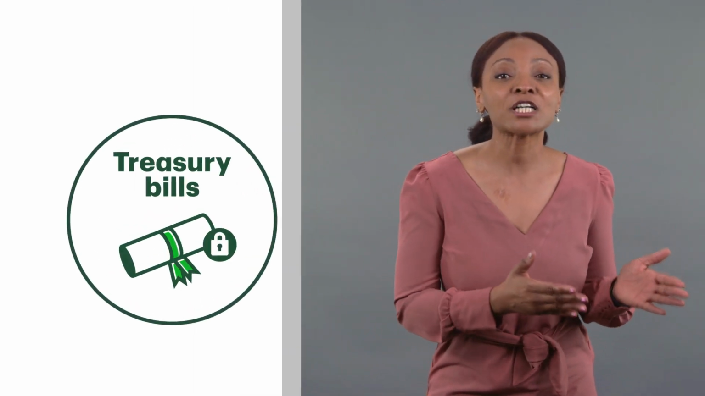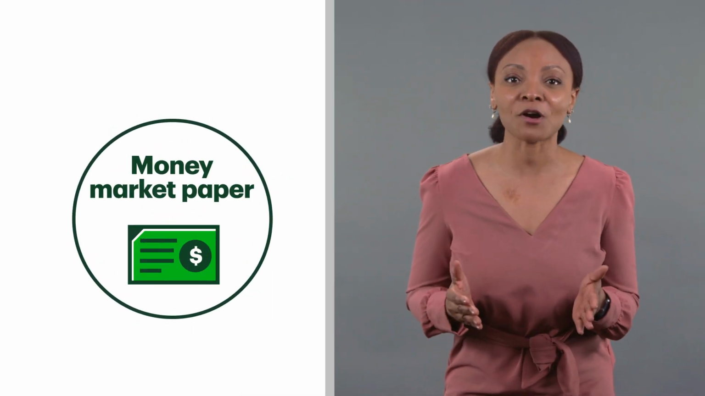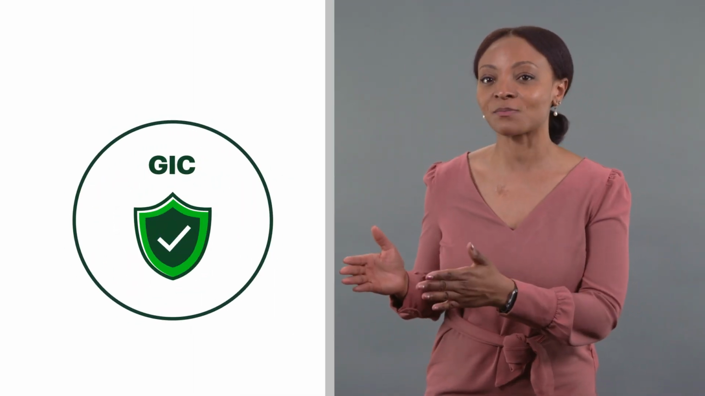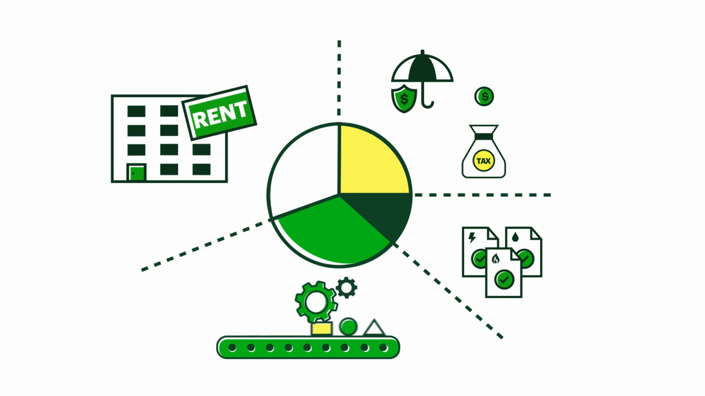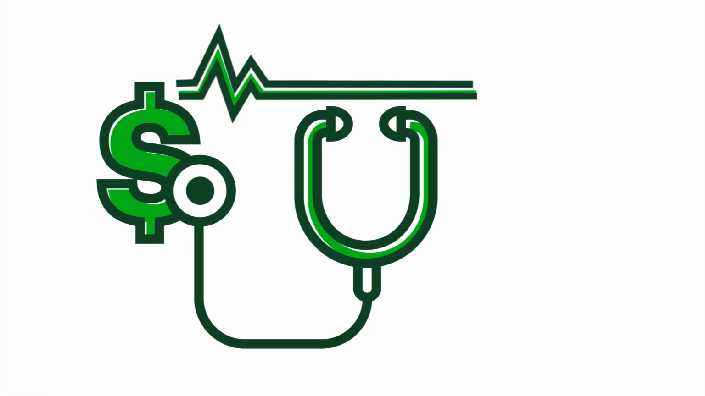This includes cash equivalents that can be liquidated within a short period of time, like treasury bills, money market paper, and short-term guaranteed investment certificates, or GICs. The cash flow statement explains to investors where and how a company is spending its money. This can help them understand how a company operates and give them clues about its financial health.